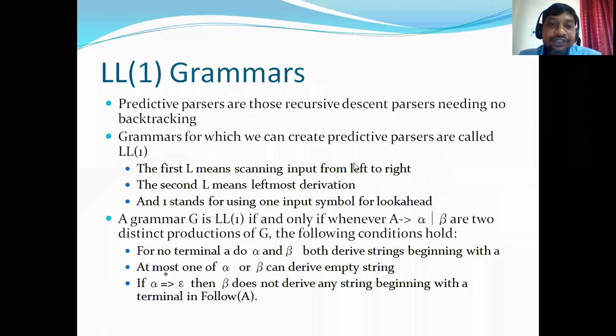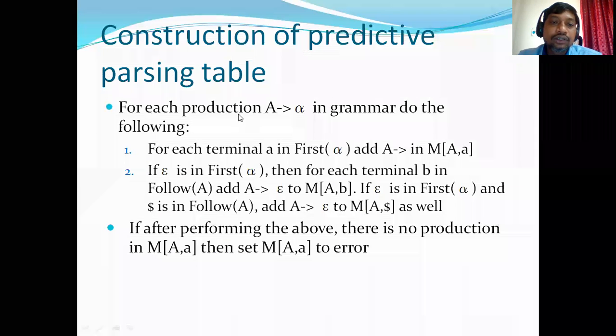By using this FIRST and FOLLOW, we'll compute the parsing table. This is the algorithm for constructing the predictive parsing table. Predictive parsers are those recursive descent parsers needing no backtracking. Grammars for which we can create predictive parsers are called LL(1). The first L means scanning input from left to right. The second L means leftmost derivation, and 1 stands for using one input symbol for lookahead.